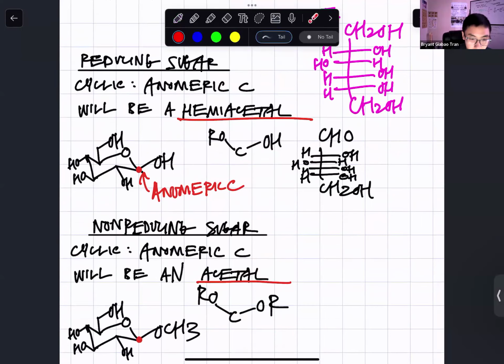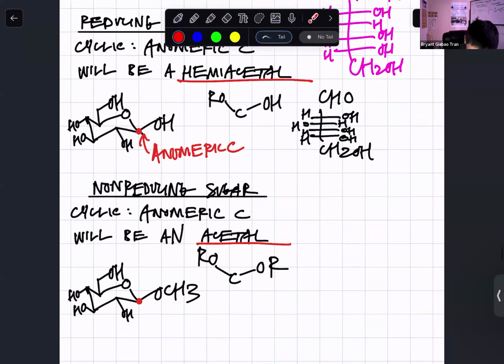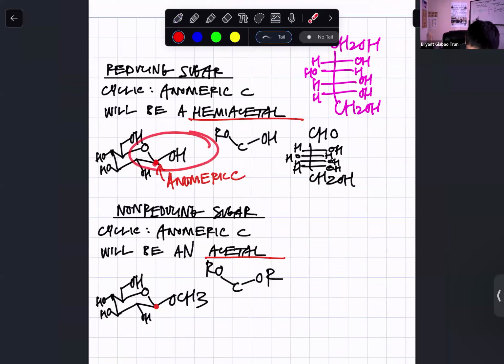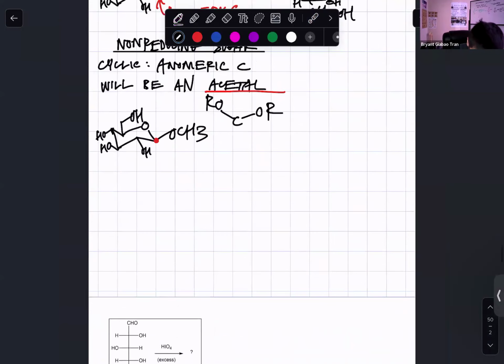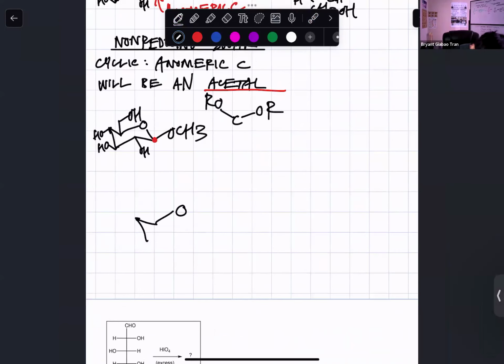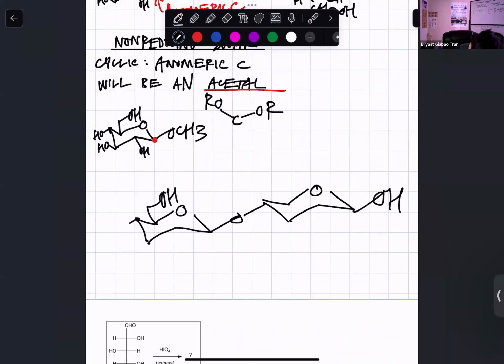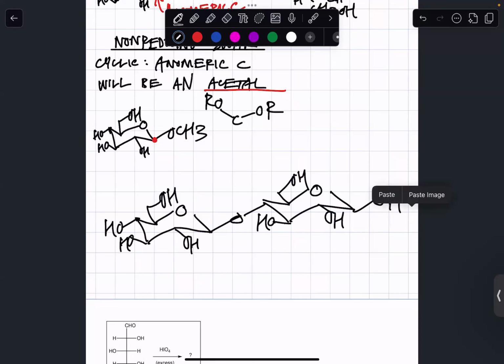But you'll most likely see this in rings. So at the anomeric carbon, if it's a hemiacetal, it's a reducing sugar. If at the anomeric carbon it's an acetal, where the carbon is attached to two OR groups, that's a non-reducing sugar. A sneaky example would be a disaccharide, where the glycosidic bond is going to be, let me just define what a glycosidic bond is to make it easier.